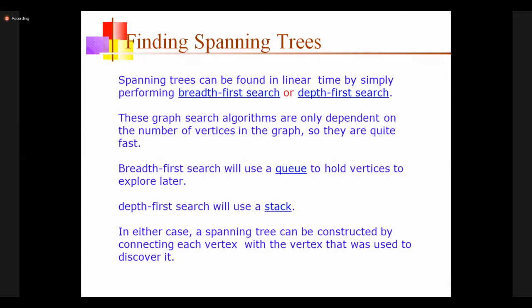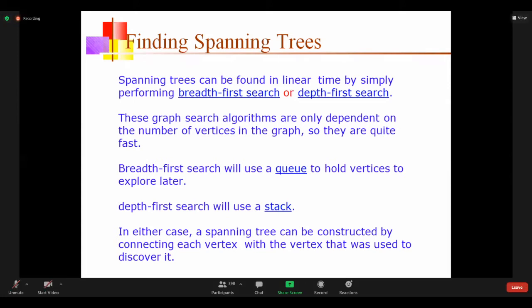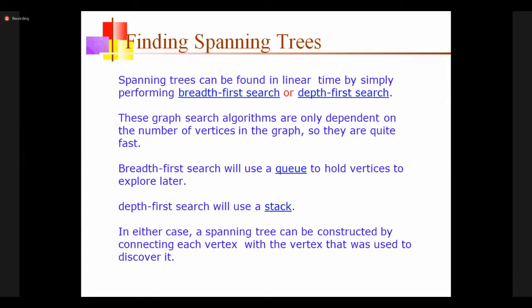In either case, a spanning tree can be constructed by connecting each vertex with the vertex that was used to discover it. So actually, to derive a spanning tree, we will start with one particular vertex and we will reach the end vertex, with no loops and no cycles.